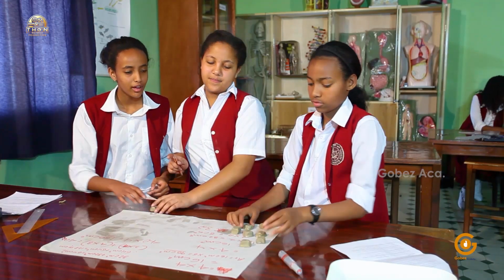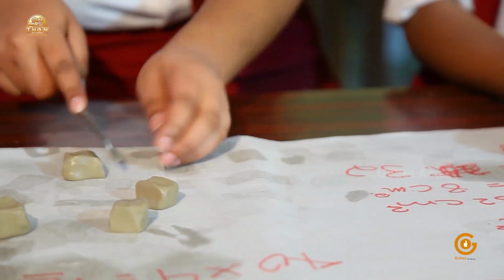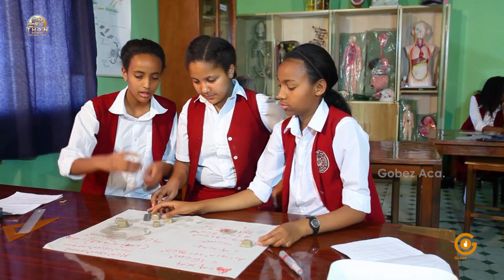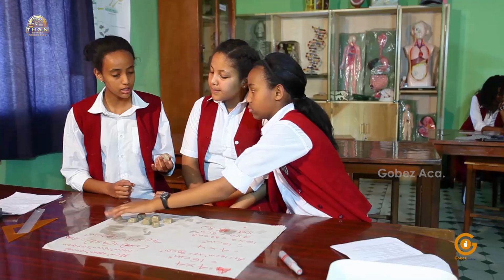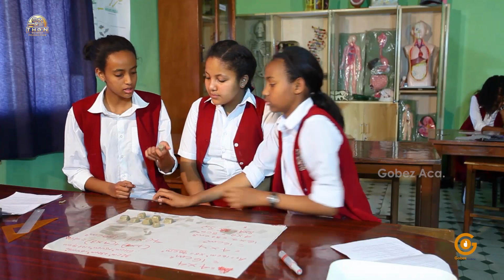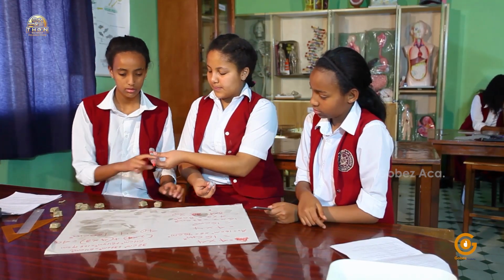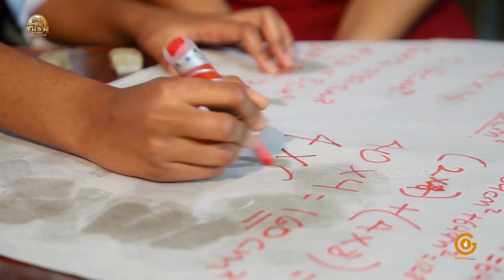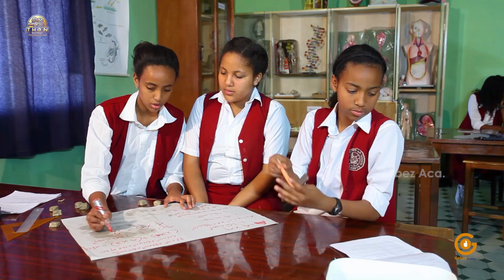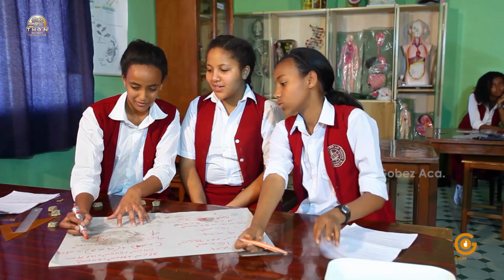So now we have 8 cubes with equal sides, right? Yes. And the side is 2 by 2, as you can see. So the surface area of one side is 4. Yes. And since it has 6 sides, we multiply 4 by 6. It becomes 24 centimeters squared.